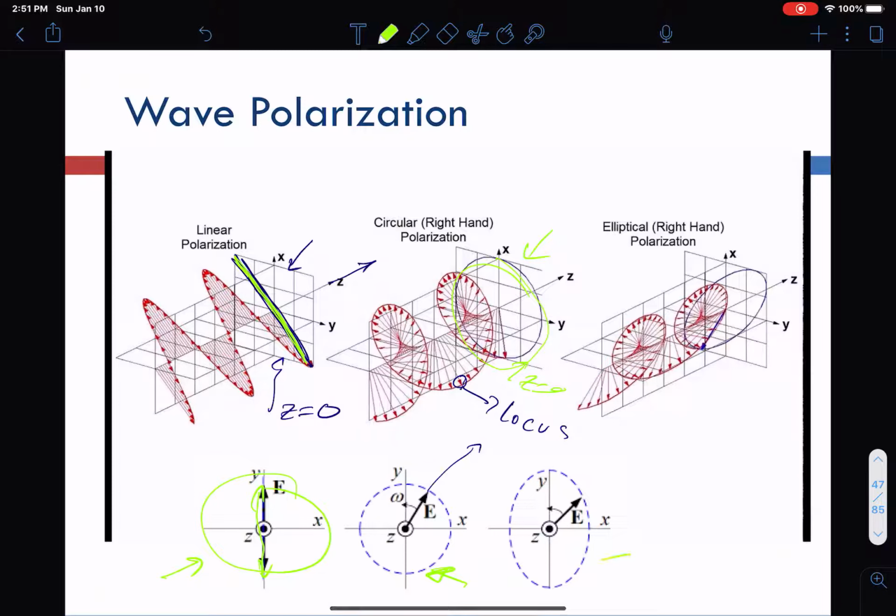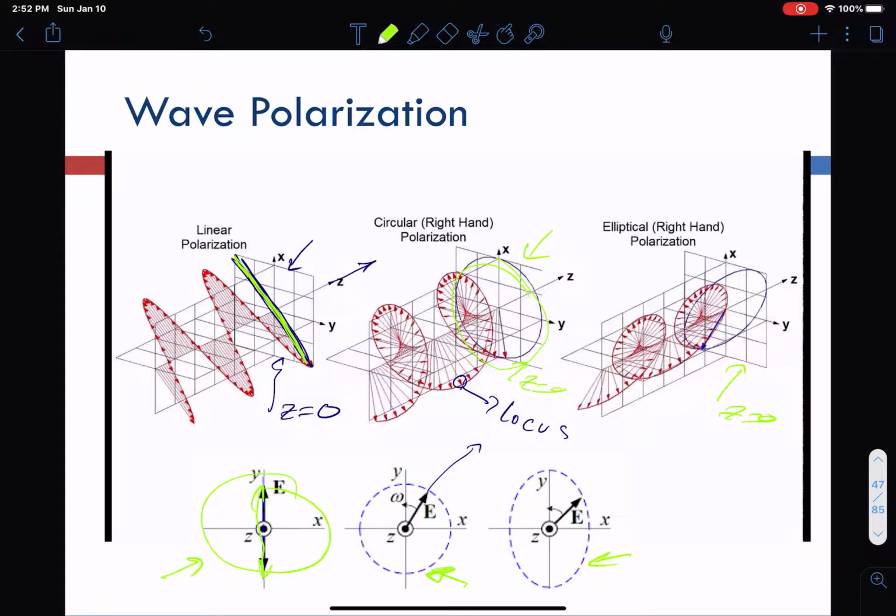And if you look at this one here, and do the same xy plane at z equal to 0, then you're looking at the tip of the vector of the signal propagating in the z direction. If you follow the tip, you will see an elliptical propagation on the xy plane.